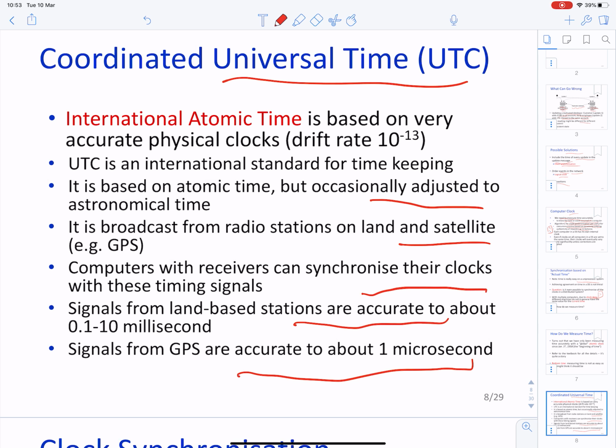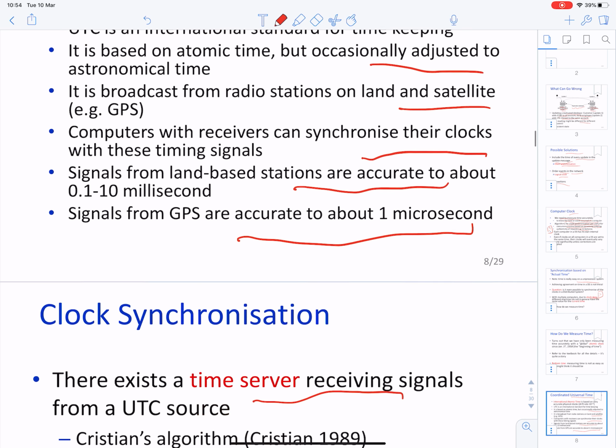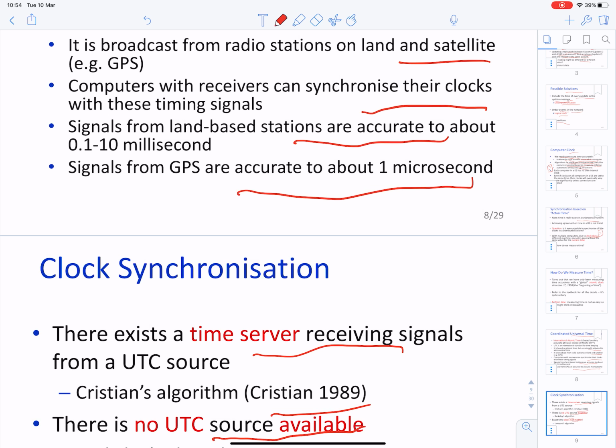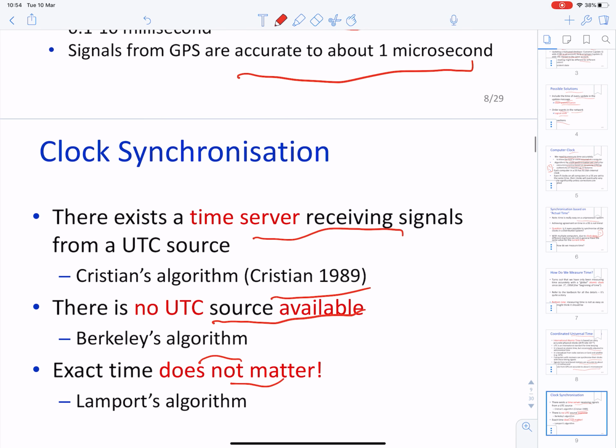Coordinated Universal Time, UTC, like International Atomic Time, is based on a very accurate physical clock. UTC is the international standard time for keeping time, based on atomic time but occasionally adjusted to astronomical time. It is broadcast from radio stations, land-based stations and satellites such as GPS. Computers with receivers can synchronize their clocks with these timing signals. The signals from the land-based stations are accurate to around 0.1 to 10 milliseconds, and GPS is around 1 millisecond.